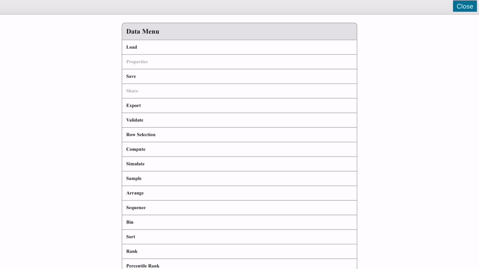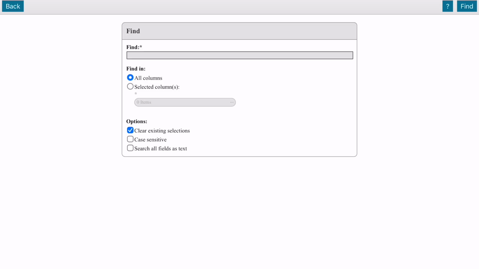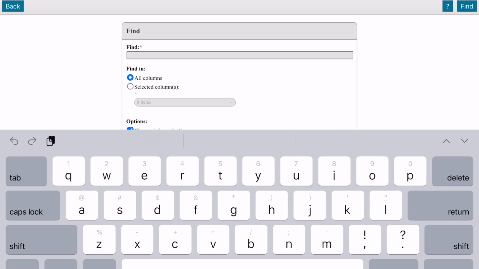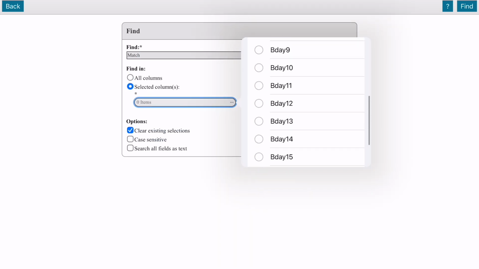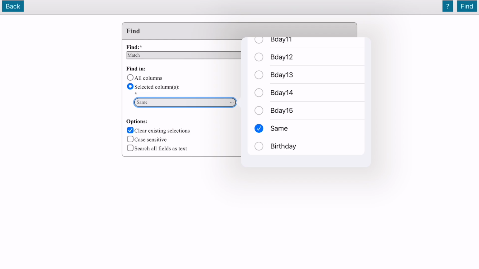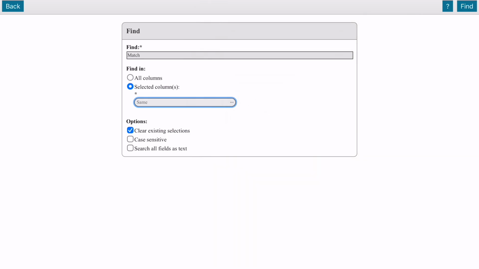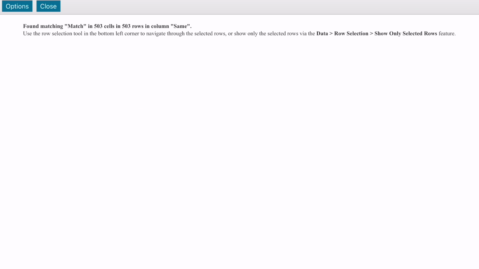So we're going to go to data. I clicked on that data menu. Then we're going to go to row selection and then find here. Now, what we want to do is we want to find the word match in the particular column that has it, which would be the same column. Okay, once we enter all of that information, we're going to press find in the upper right corner here. And notice it says found this match word in 503 cells in that same column. So this means 503 simulations resulted in at least two people sharing the same birthday.